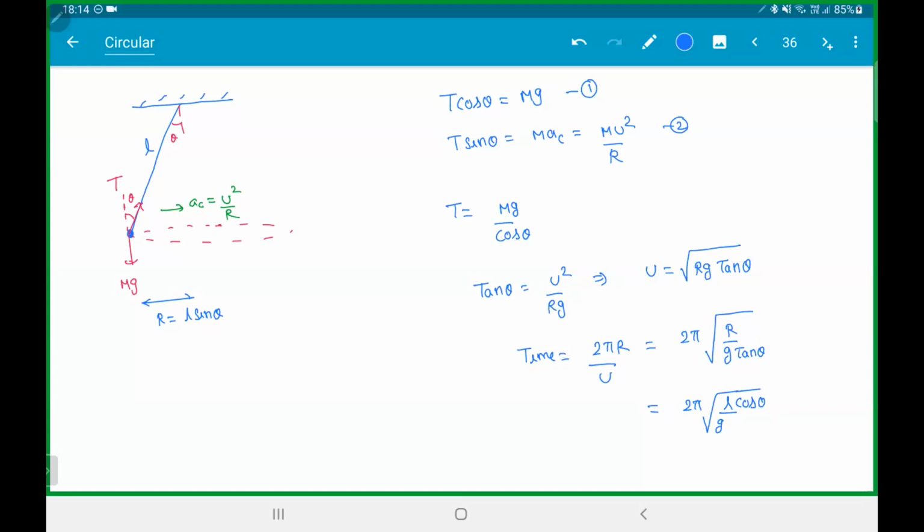Clear? If you see, everything looks like laws of motion only. The only point is, since it is going in a circle, we have to put an acceleration u square by r. Other than that, the FBD and everything looks the same. So this is a part.